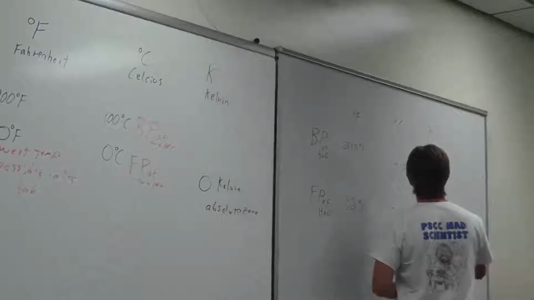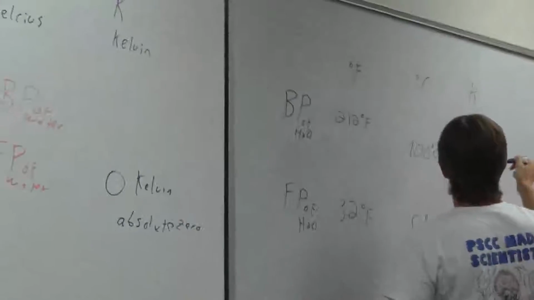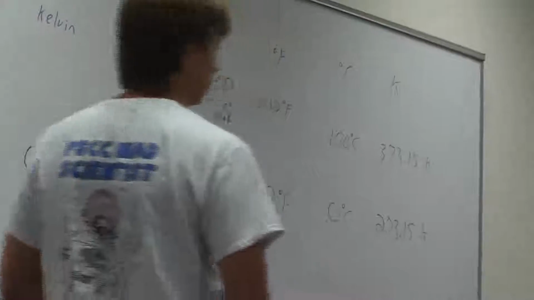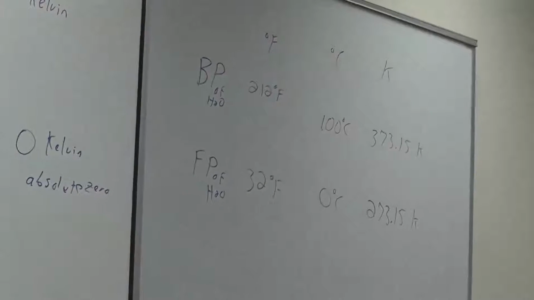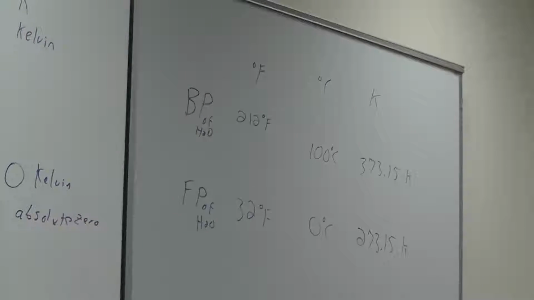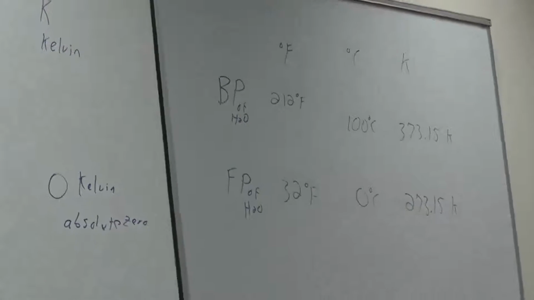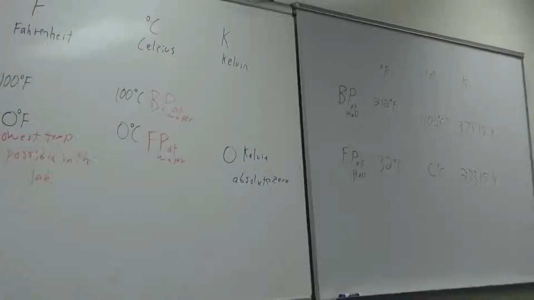Kelvin, freezing is 273.15, and boiling is 373.15. Which, if you compare boiling and freezing on the Kelvin scale from 273.15 to 373.15, is exactly 100 units, correct?